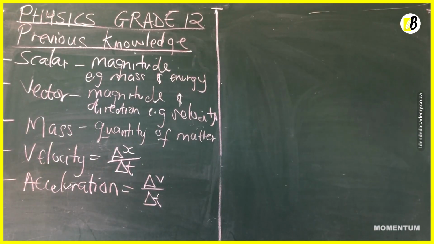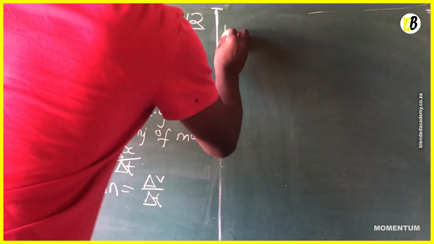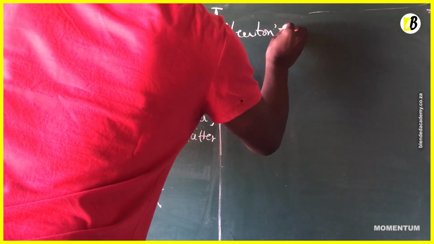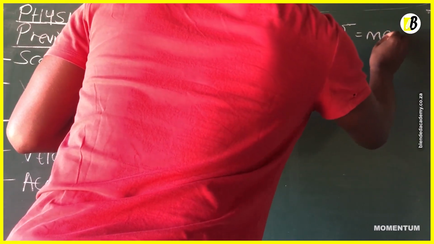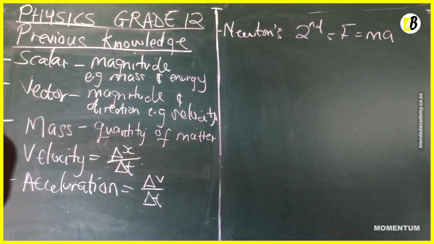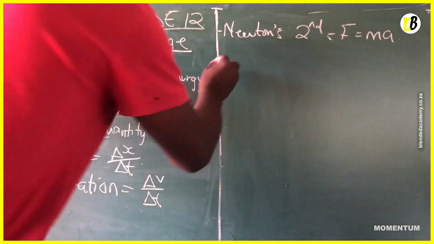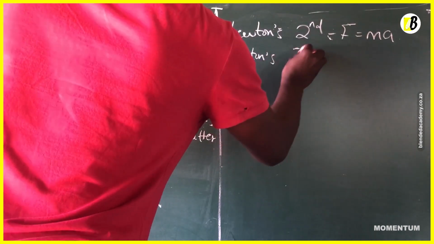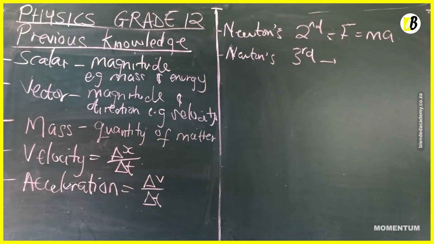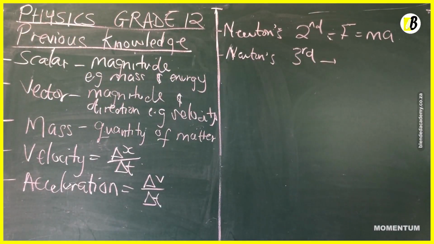And then I also expect you to have knowledge of Newton's laws. That's your Newton's second law, Newton's third law, and so on. You need to be familiar with these laws. Newton's second law is where you have force equals mass times acceleration. You need to be familiar with this concept right here. And then the next one, you need to know Newton's third law. This one states that when object A exerts a force on object B, object B simultaneously exerts the same force but in the opposite direction.